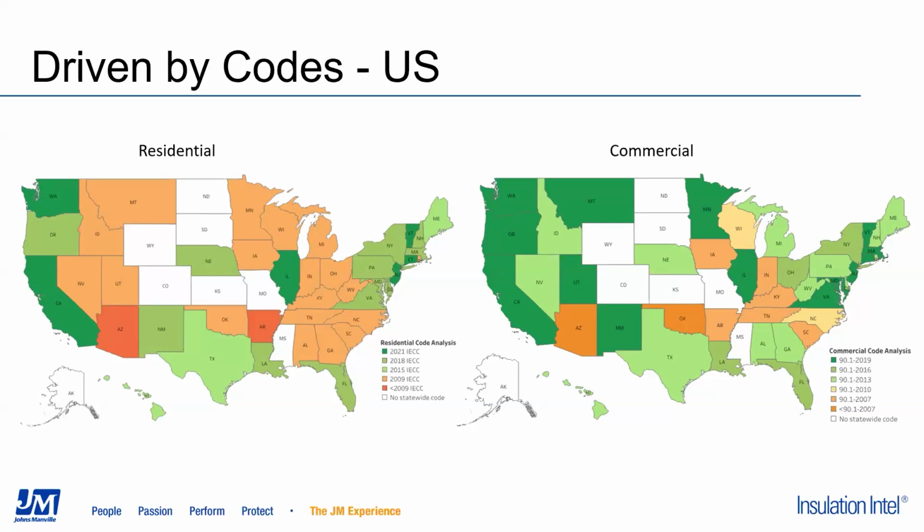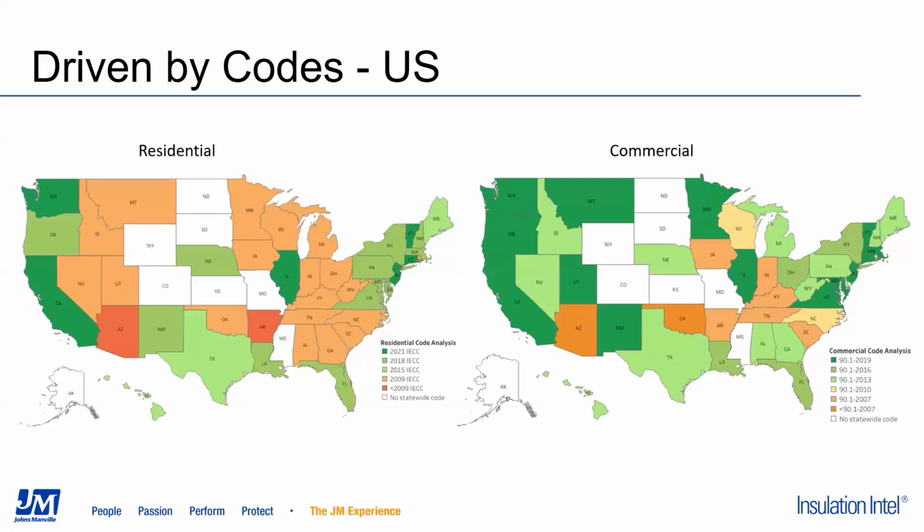You can see the legends are a little small, but basically we go from orange, being the older or out-of-date codes being enforced, to light green and then dark green, being the most current codes. On the residential side, currently 27 states in the US have a residential code that is no better than what was published all the way back in 2009.